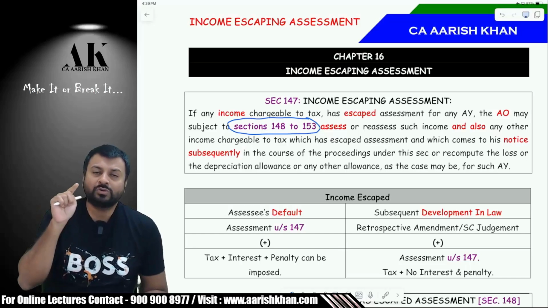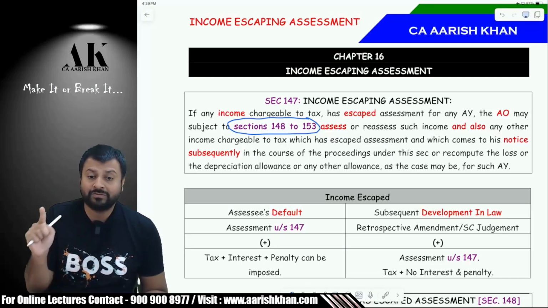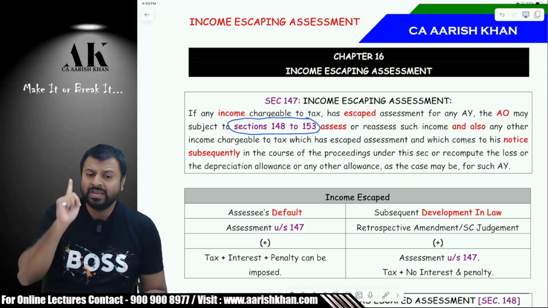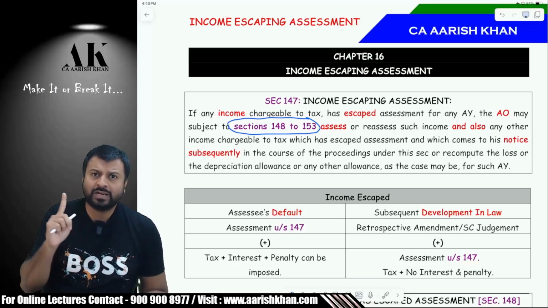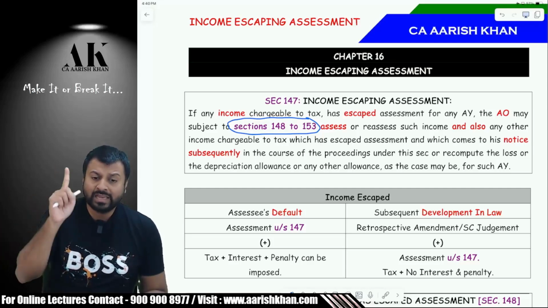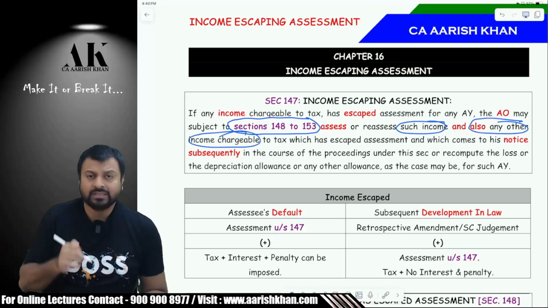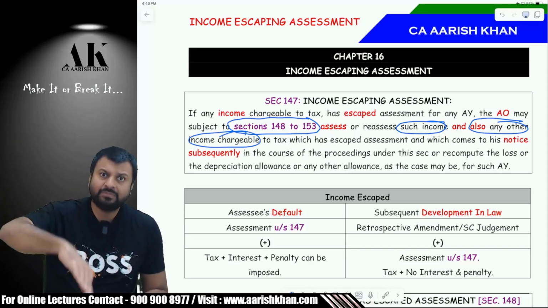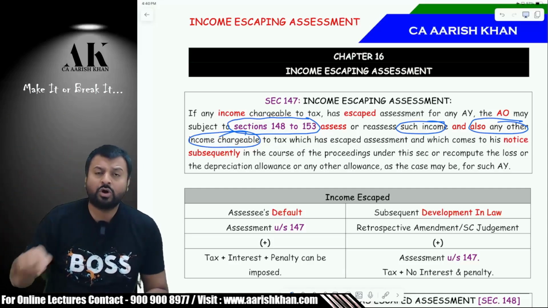If the AO wants to assess your income, then he has to follow the entire procedure from 148 to 153. Without that, he cannot do your income escaping assessment. Be very careful. If he wants to complete the assessment under 147, he has to follow 148, 149, 150, 151, 152, 153. Then only he can assess such income and also any other income subsequently noticed during the proceeding. So while doing the assessment, if he finds some other incomes which you have escaped earlier, he can do the assessment of those incomes also against you.